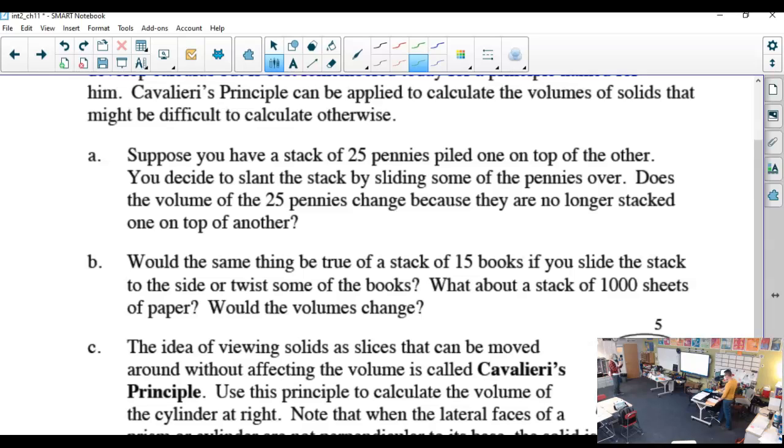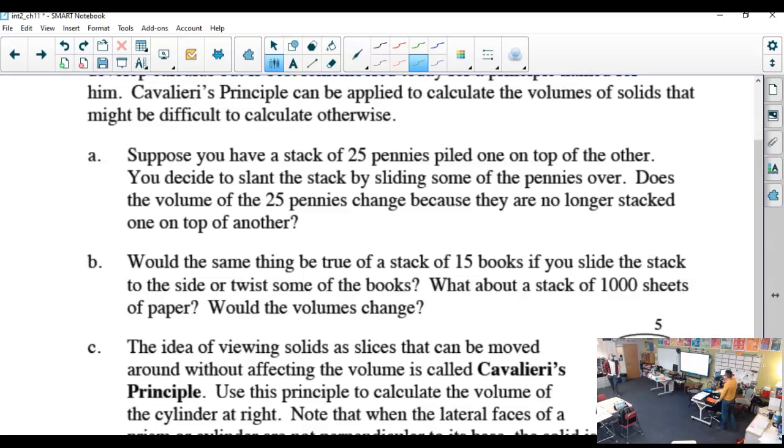With the pennies, it kind of cuts the ridges on one side and then moves them, kind of like we do with, what's those shapes where I cut the triangle off one side? Parallelograms. Yeah, it really looks like a parallelogram just in three dimensions. The volume would not change, right?